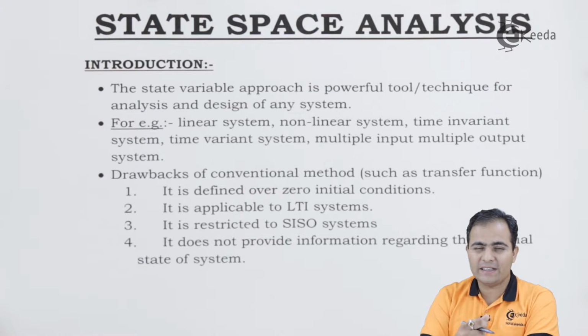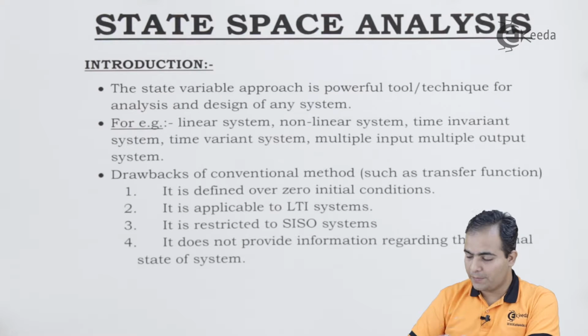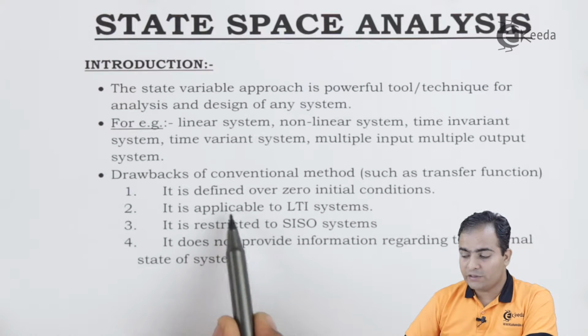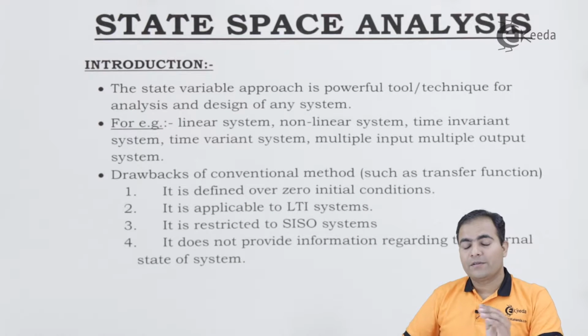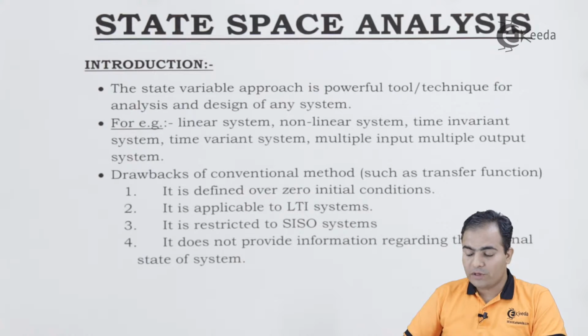So let's take the example of the transfer function. Basically, the first disadvantage is it is only defined over a zero initial condition. It means we are going to solve only the present state of the system. We are not going to consider any initial condition values of the system, which are produced by some error or due to previous energy of the system. We always consider it zero.